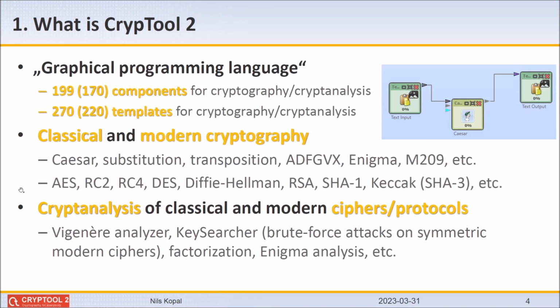Also, we have cryptanalysis of classical and modern ciphers and cryptographic protocols in CrypTool 2. Examples are the Vigenère analyzer or our key searcher, which allows brute force attacks on symmetric modern ciphers, factorization, the Enigma analyzer, and many more.